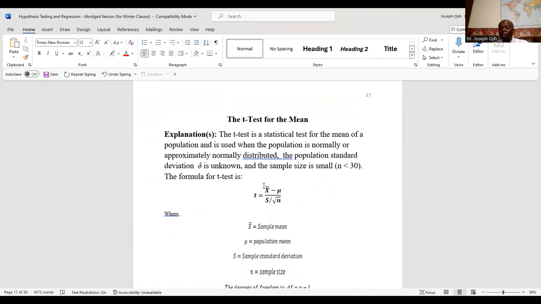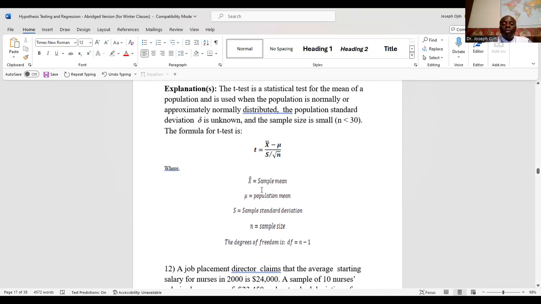when the population is normally or approximately normally distributed, but the population standard deviation is unknown and the sample size is small. That means when you say that sample size is small, I mean that n is less than 30. In which case we're going to be using the t-test, which is instead of using z here, we use t. This one, t, represents the calculated t. The other one represents the calculated z. And for the standard deviation, we use what we call s, which is the sample standard deviation. You can see right here. And everything else is the same.